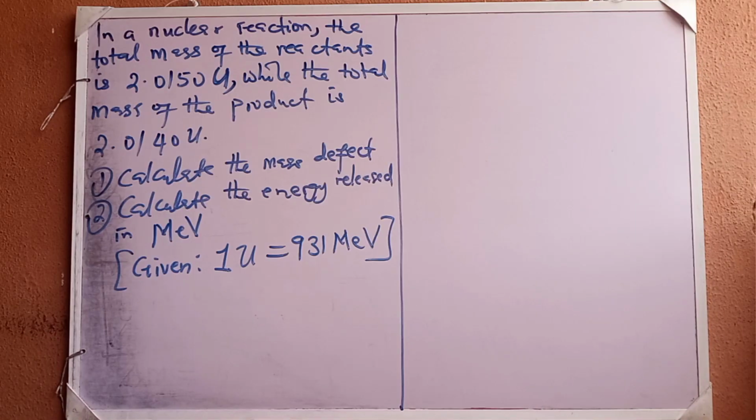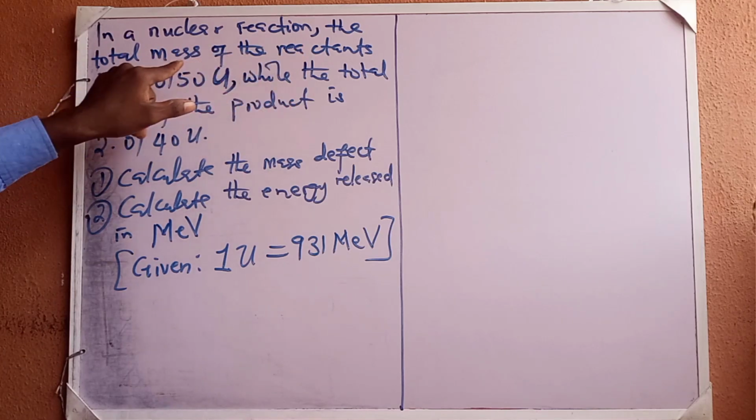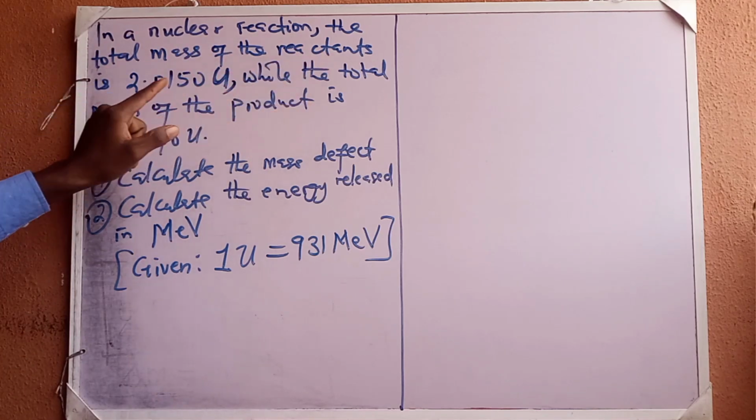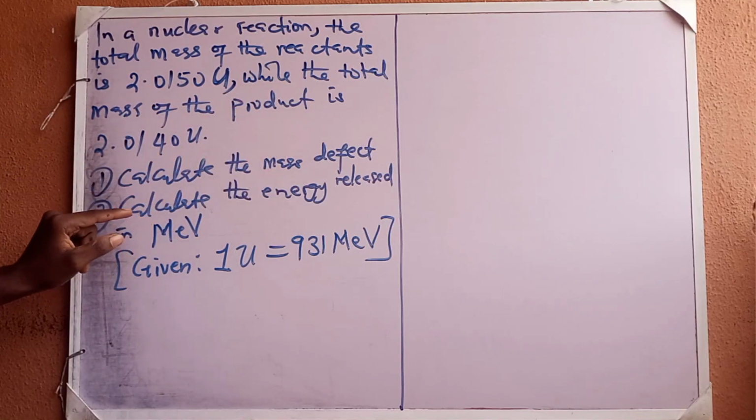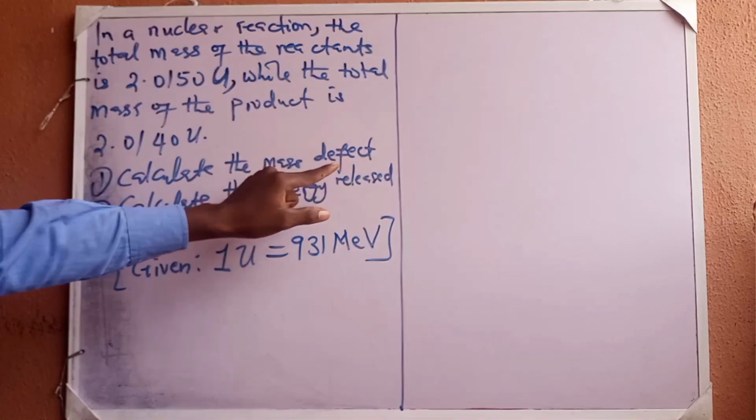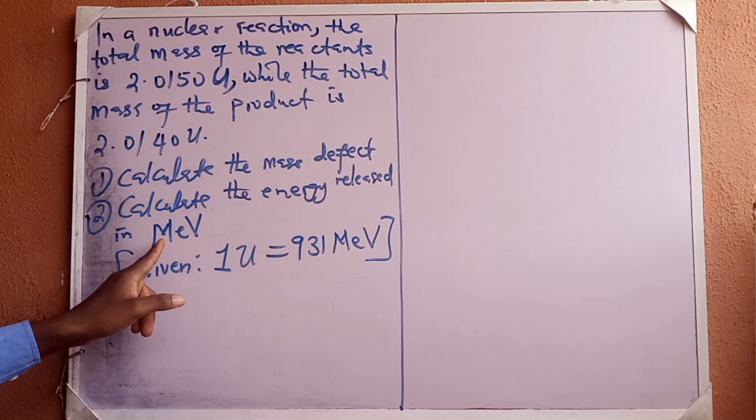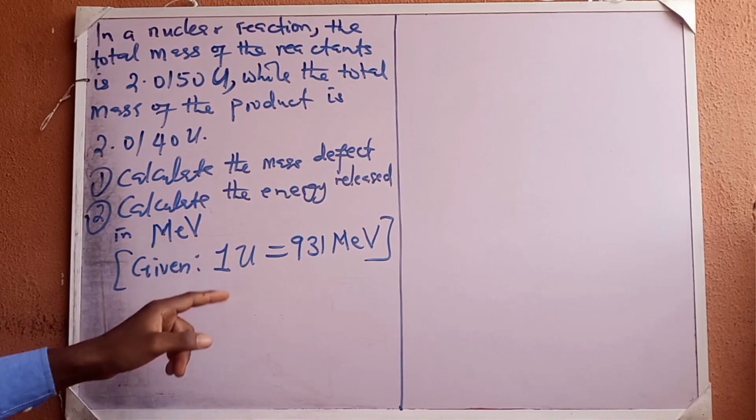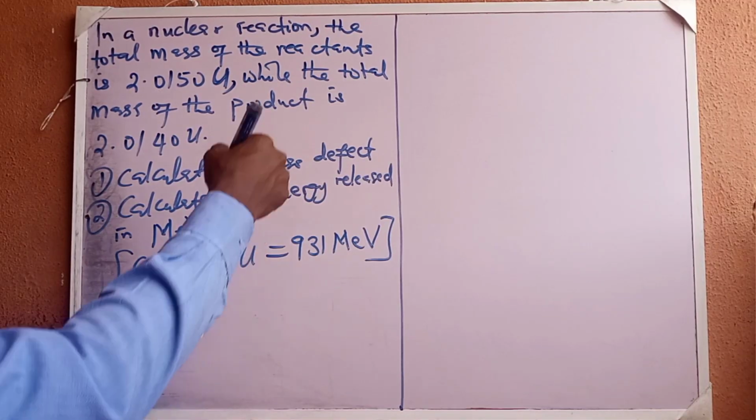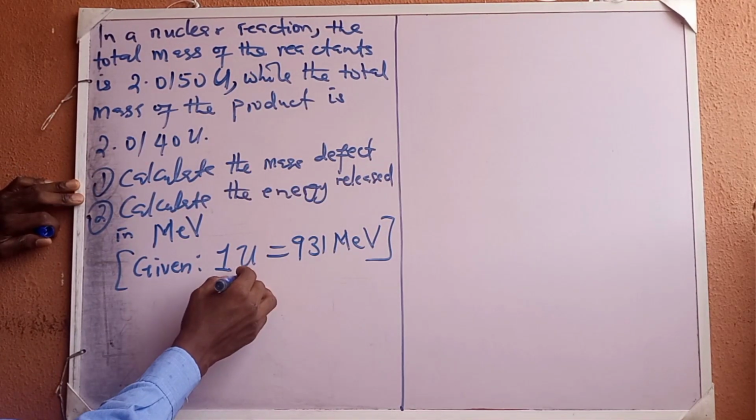Another interesting question. This question says, in a nuclear reaction, the total mass of the reactant is this, while the total mass of the product is this. Question A says, calculate the mass defect. B says, given that the energy, calculate the energy released in mega electron volts. Mega electron volt is also a unit of energy. So let's begin this way.